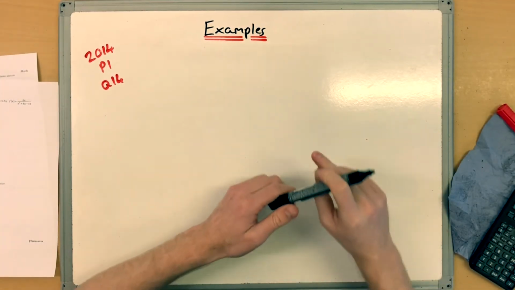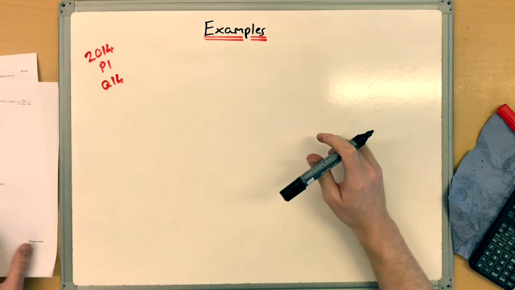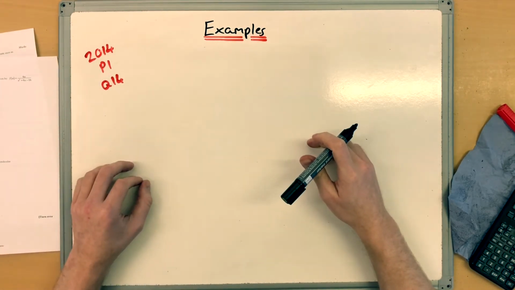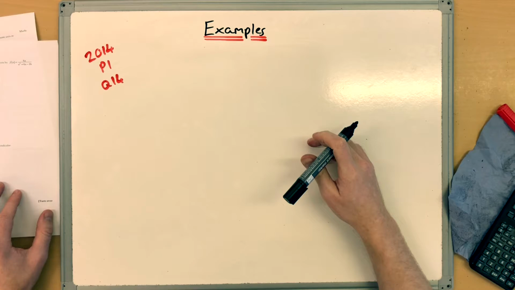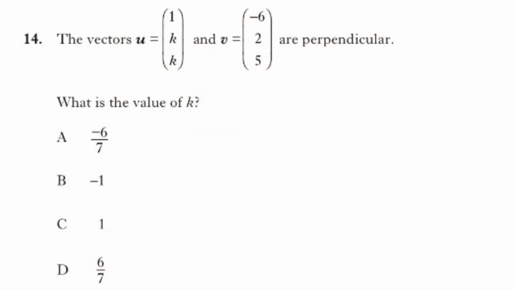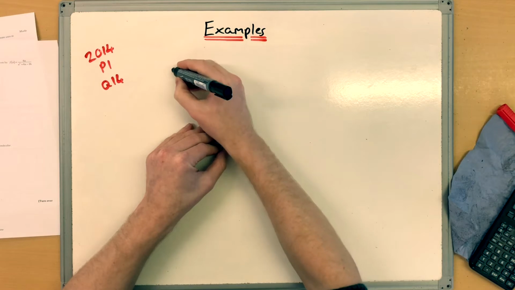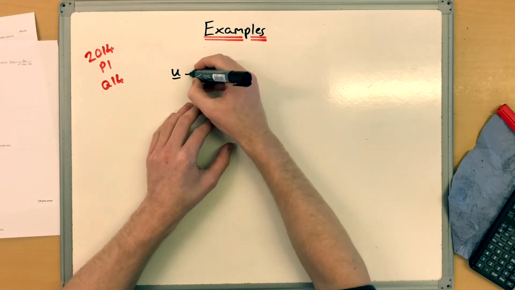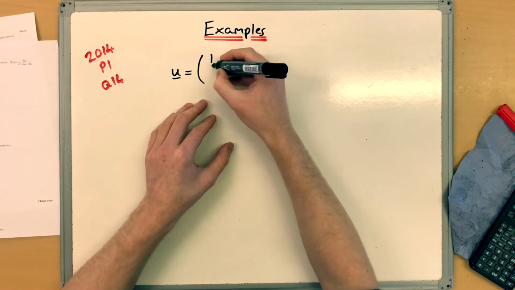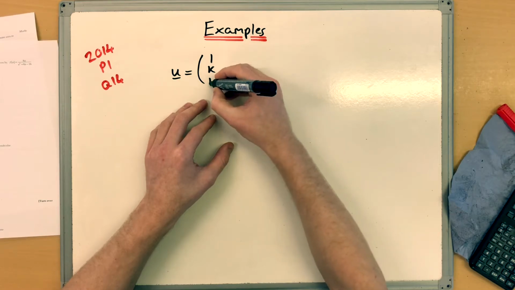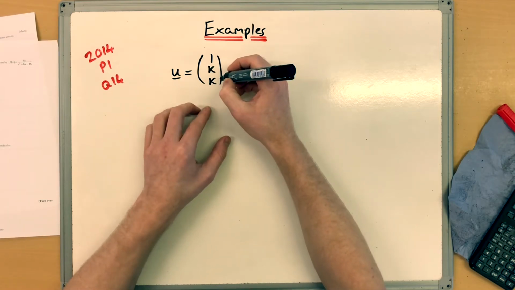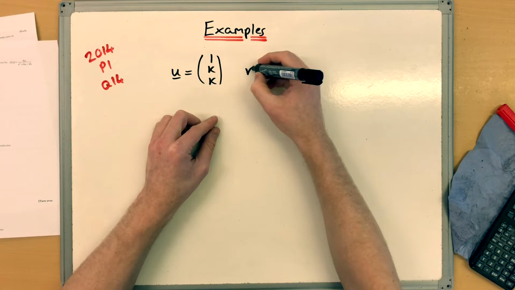So I'm going to finish off with a couple of examples. The first one is from 2014, paper 1, question 14. So I've got vectors u and v, and I'm told that they are perpendicular. So what we're looking to find is the missing value k here.